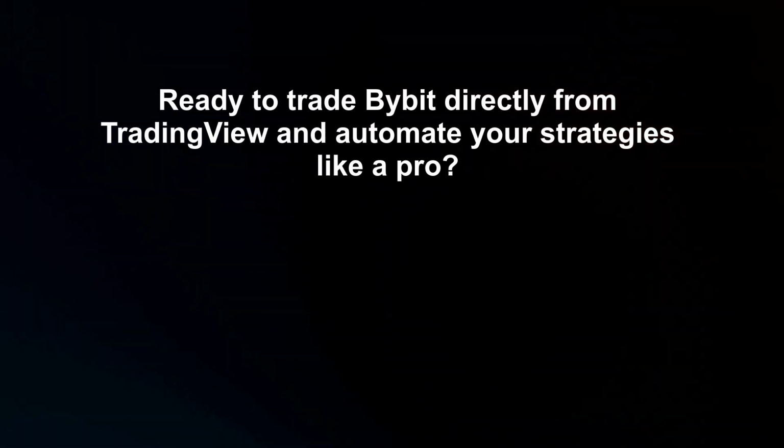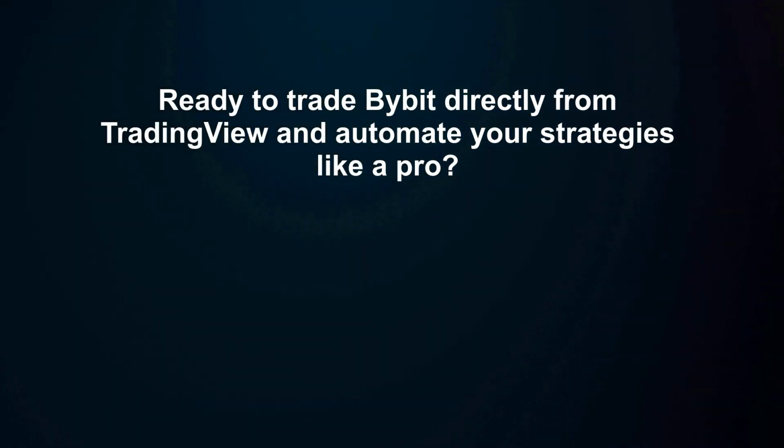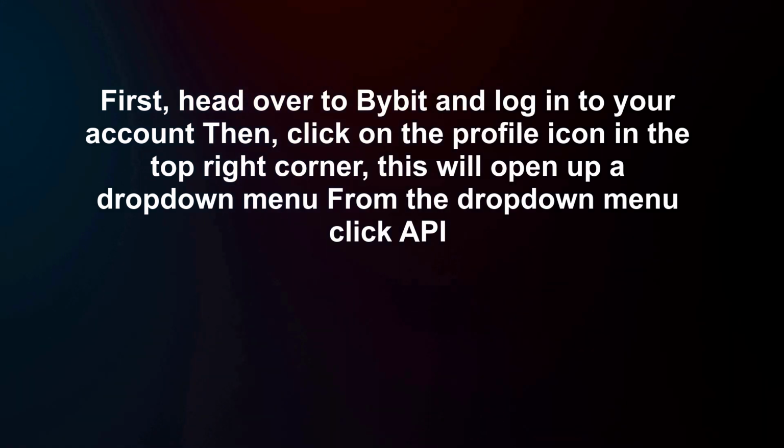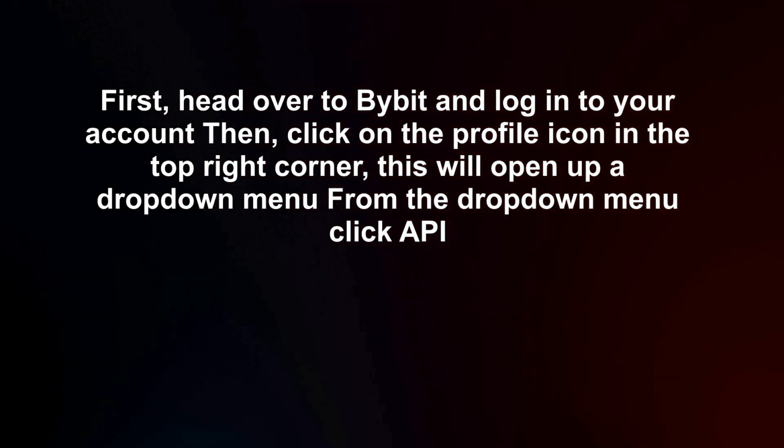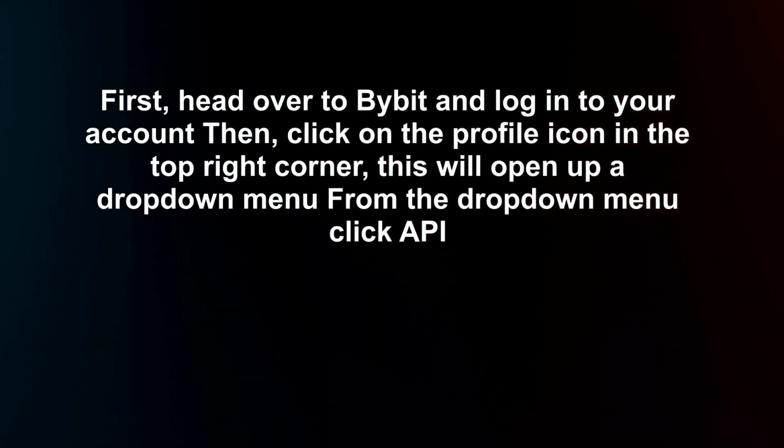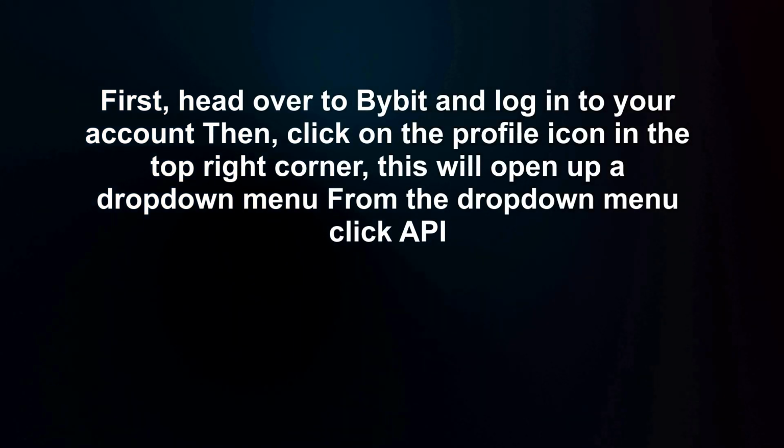Ready to trade Bybit directly from Tradingview and automate your strategies like a pro? First, head over to Bybit and log into your account, then click on the profile icon in the top right corner. This will open up a drop-down menu. From the drop-down menu, click API.